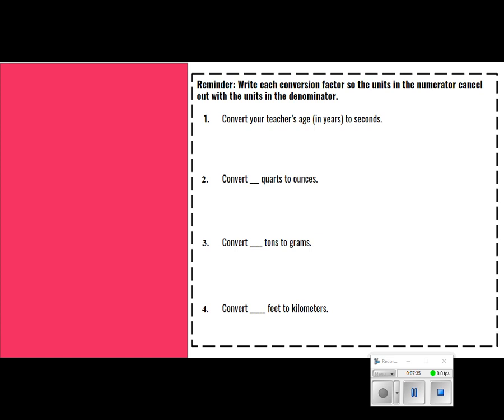Start with converting your teacher's age, that would be my age, from years into seconds. Now, it is not my birthday. My birthday is in April, so you do not know my age exactly, but we're just going to go based off of years. Let's pretend my birthday's today. Hey guys, my birthday's today, and I am 40 years old. Yes, I'm that old. All right, so what we're going to do is convert to seconds.